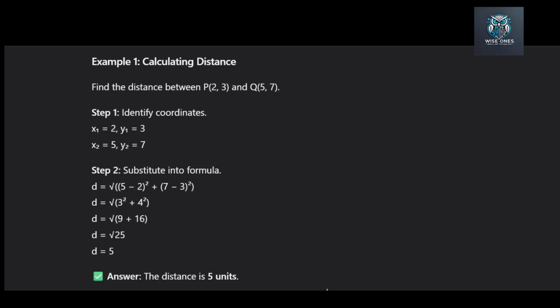Now square the numbers. 3 squared is 9. 4 squared is 16. So now we have d equals the square root of (9 plus 16). Add the numbers inside the square root. 9 plus 16 is 25. So d equals the square root of 25. What number multiplied by itself gives 25? That number is 5. So d equals 5. The answer is, the distance is 5 units. Please write that down. See how we just followed the formula step by step.